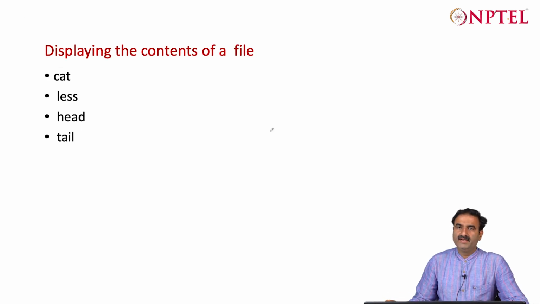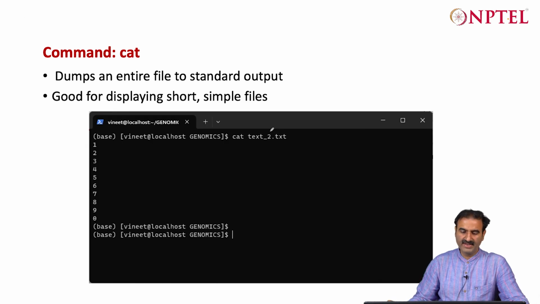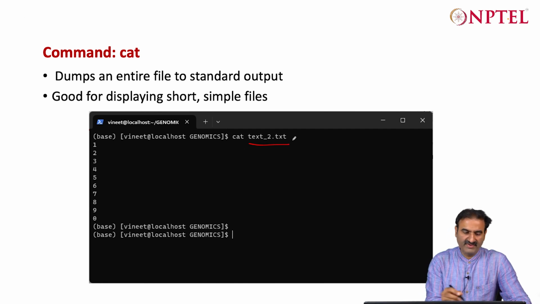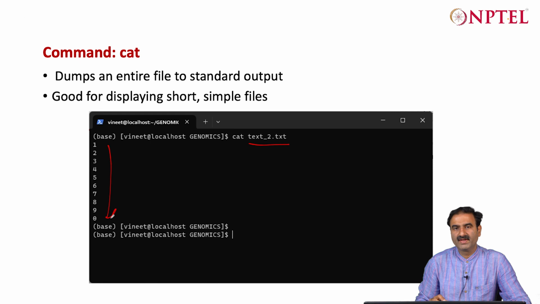Then to display the contents of a file, there are various commands like cat, less, head and tail. Like if I say cat and that file name text2.txt that we are seeing, whatever the contents of that file are, it is displaying here. Similarly, if I do more text2.txt, this will also display the contents here.